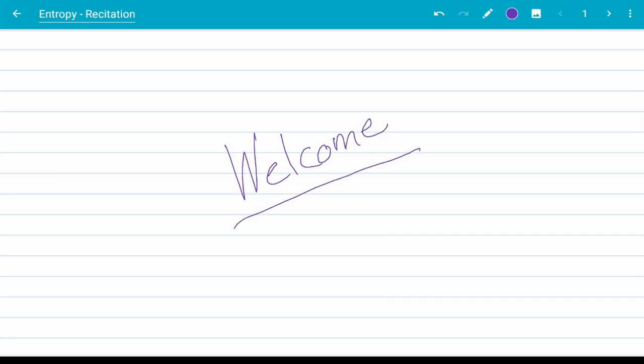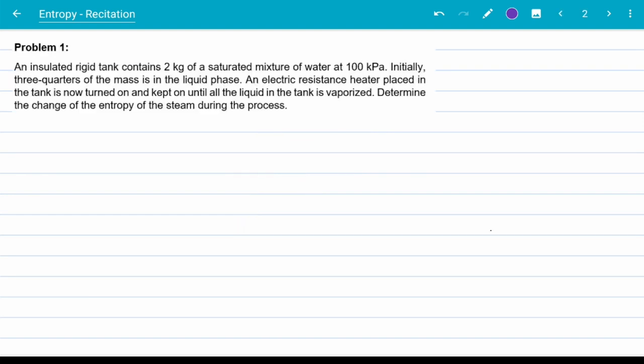In this video I'm going to solve a few problems from the topic of entropy. So let's start with the first problem. We have an insulated rigid tank that contains 2 kilograms of saturated mixture of water at 100 kilopascals. And initially 3/4 of the mass is in the liquid phase. So from the get-go we know the quality of the mixture. An electric resistance heater is now turned on and it's kept on until the liquid in the tank vaporizes. Determine the change of entropy of the steam during this process.